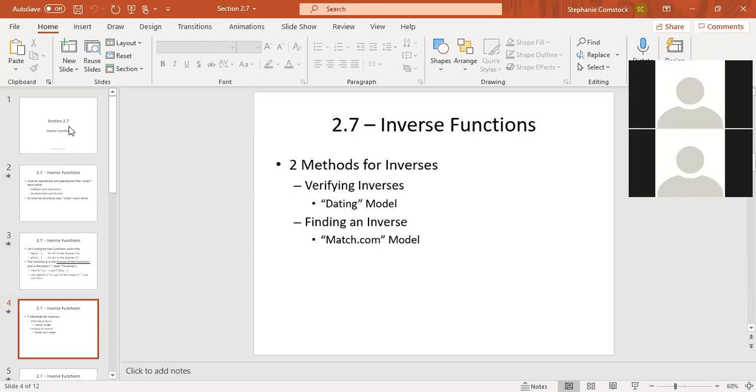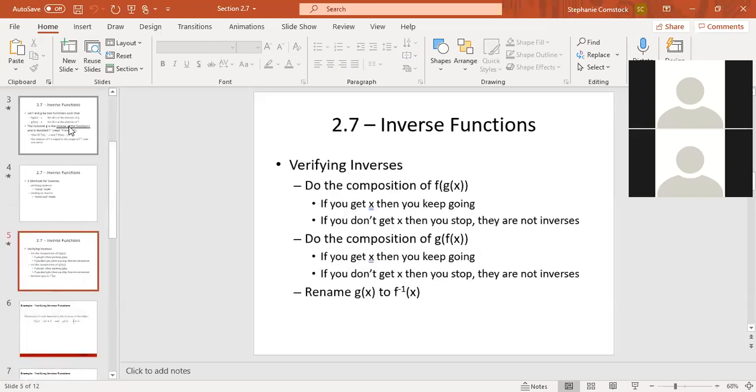And then we have what's called finding an inverse. And this is what I reference. It's like a match.com. Pick your favorite website, Christian Mingle, whatever else you want to do. But here, you are custom creating an inverse, that partner pair soulmate, for the equation that is provided.